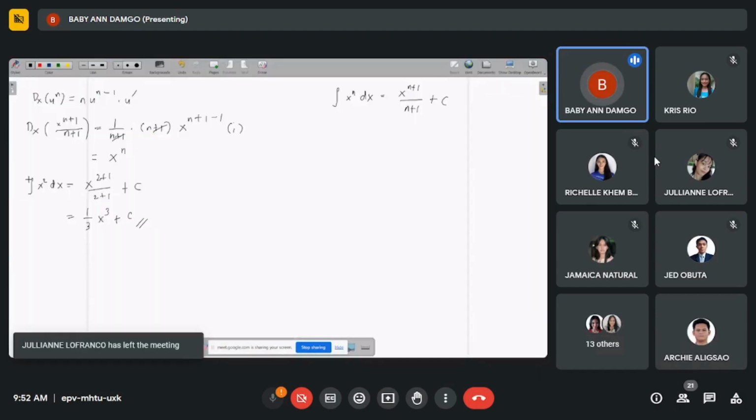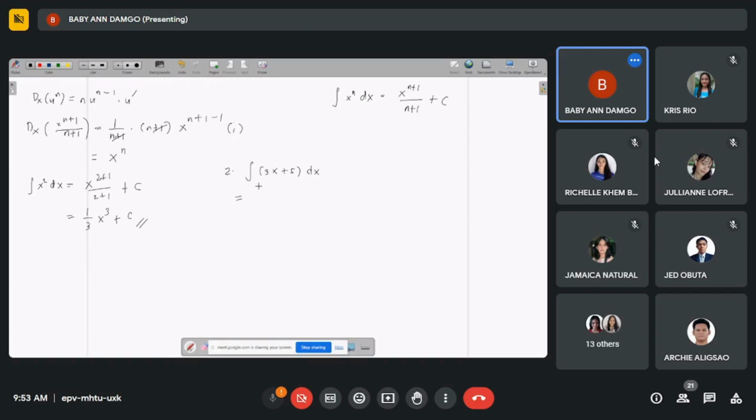Okay, so another, we have here, for number 2, integration of 3x plus 5 dx. Okay, so ato tong i-apply ang mga theorems, no? Okay, so since this is the sum of integration, so integration of the sum is equal to the sum of integration. So we have here the integration of 3x dx plus the integration of 5 dx.